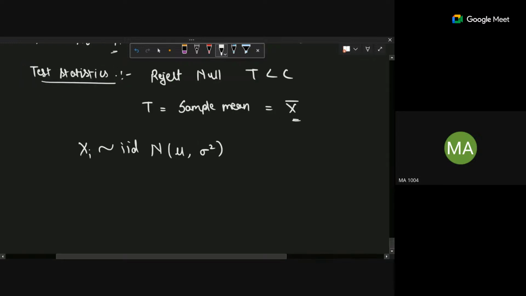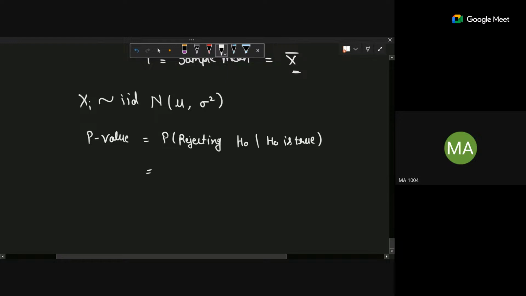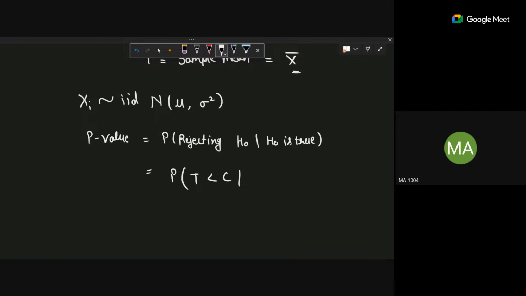So we were calculating P value, right? P value is what? Probability of rejecting null when it was true. Now, once I start my calculation, I need T less than C, given that H naught is true, that means P is equal to 0.15.